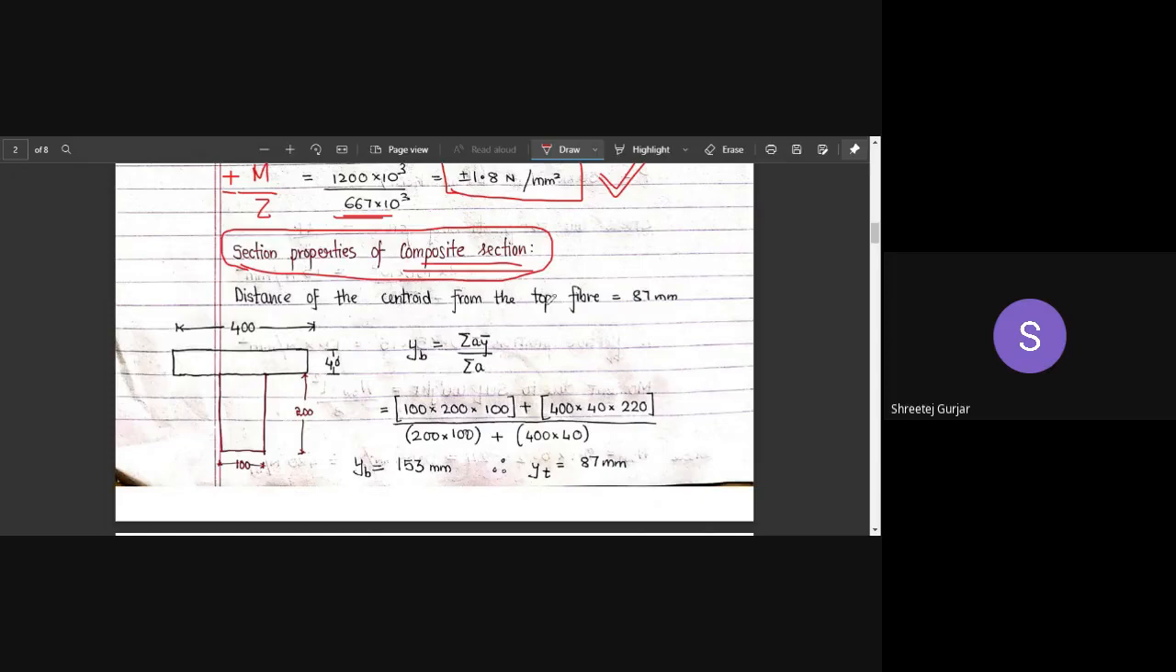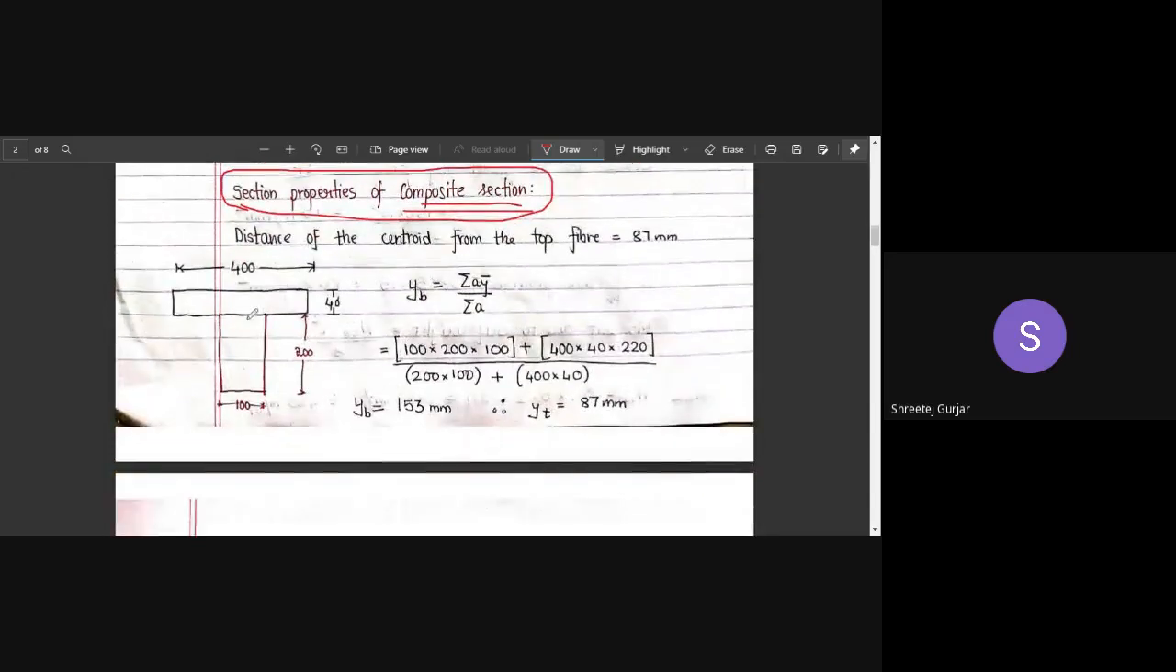The distance of the centroid from the top fiber we have to calculate first, because this is the entire composite section. We need to find out YB and YT, and then calculate ZT and ZB. So we need to know first YB and YT, Y from the top and Y from the bottom. We know the formula for that: summation of A Y bar divided by summation A, area into the distance from the bottom fiber, divided by the summation of the areas.